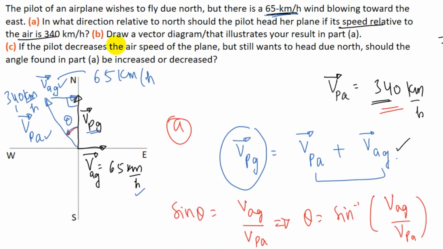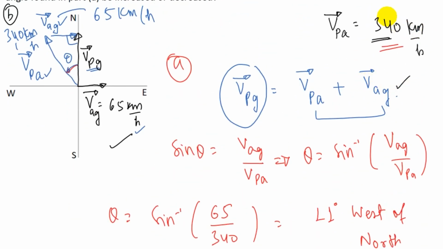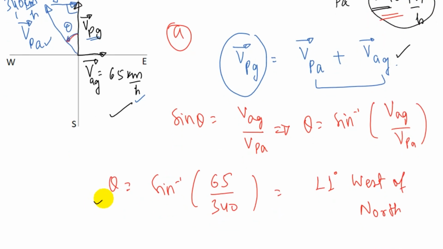Now next, in the B part, we need to draw a vector diagram that illustrates your result in part A, which we have already drawn. This is the vector diagram, so this will be the answer for the B part. Now in the C part, it says that if the pilot decreases the airspeed of the plane but still wants to head towards the north, should the angle in part B be increased or decreased? So what it is saying is, if this speed, the 340 kilometers per hour, is decreased, then what would be the effect on this angle theta? Will it increase or decrease? This is what they are asking in the C part.